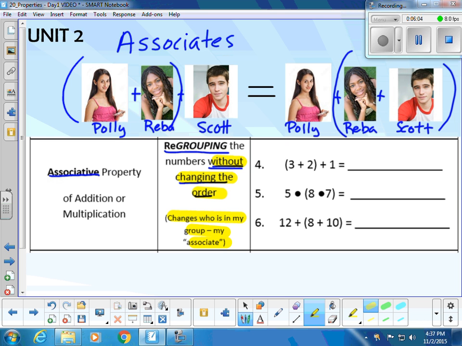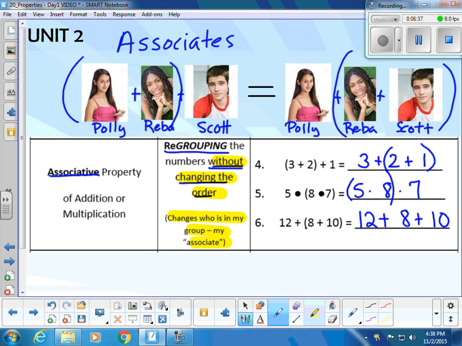So if we look at these examples here, we have 3 and 2 are partnered up, and we have 1. We're going to rewrite our numbers in the same exact order that they were in before, but now instead of 3 and 2 working together, we're going to have 2 and 1 working together. If we look at the next example, we have 5 times 8 times 7. 8 and 7 were partnered up, but now we're going to partner up 8 and 5. The last example, we have 12 plus 8 plus 10. In this example, 8 and 10 were working together, so now we want 12 and 8 to work together.